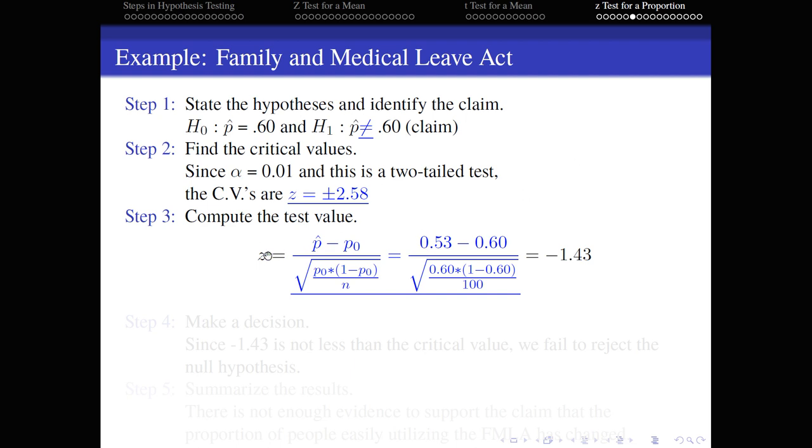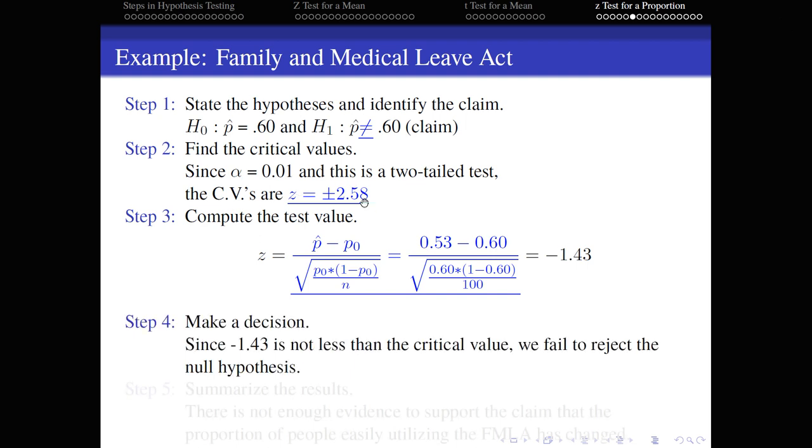Computing the test statistic, we simply plug in our numbers from the problem, that 0.53 from our observed data, the 0.60 from the null and alternative hypotheses, and we find our test statistic to be negative 1.43. Because negative 1.43 is not outside of this range of critical values, and again, if you draw the picture, you shade on the outside corners of the critical values, you'll see 1.43 is in the middle. It's in the unshaded region.